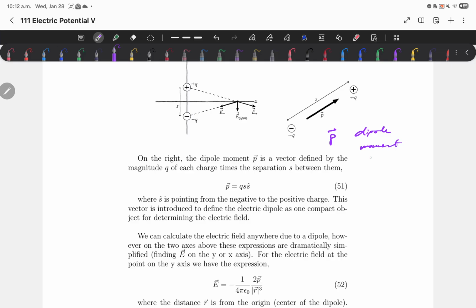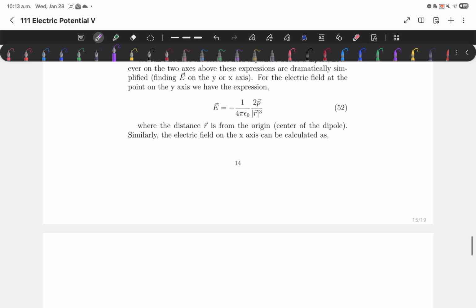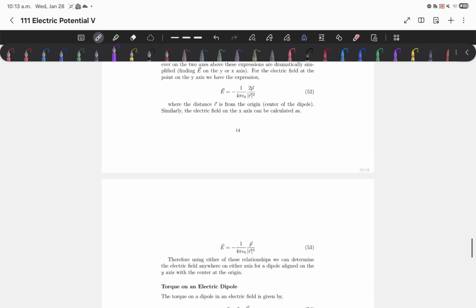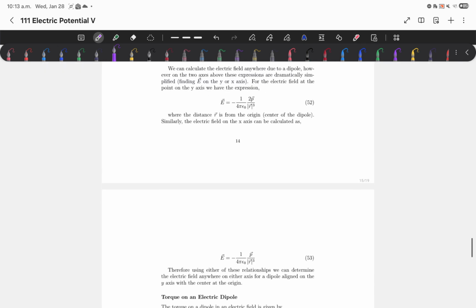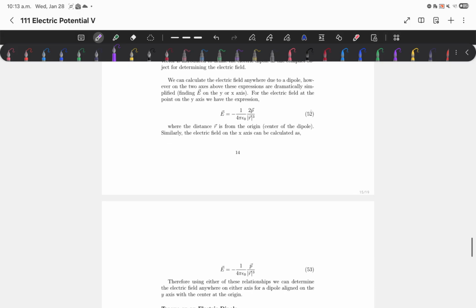I'm not going to make you know how to do this. Basically, you can write the electric field on either axis in terms of that dipole moment vector. On the y-axis, you could write it as the top equation, and on the x-axis, as the bottom equation. So you can express the dipole in terms of that dipole moment vector and figure out what its electric field is. You might wonder, this seems kind of random. Why would we introduce this?